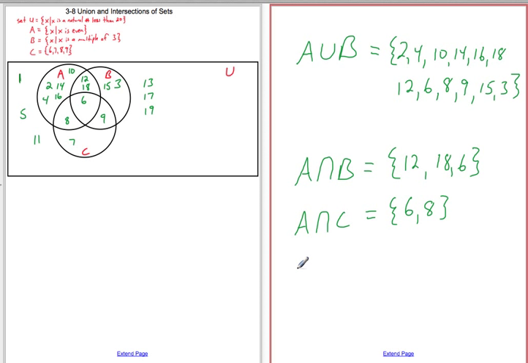If I'm going to know the union of B and C, that is everything in B and C. So we would say 12, 18, 6, 15, 3, 9, 8, and 7. And that's about it. So union is just the combination of everything in both sets. The intersection is just what is overlapping. Alright, let's move on.